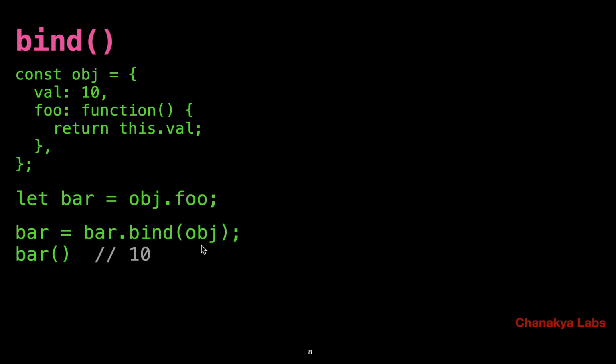Now we have bound obj, which means that now if we call bar, wherever this function will be executed, inside this function execution context, this will be attached to obj. This function will be called, and this will be now obj. So even if it is called like this, this dot val will be obj dot val, and obj dot val is 10, and that's why we will still get 10 in this case, because we are successfully able to use bind.